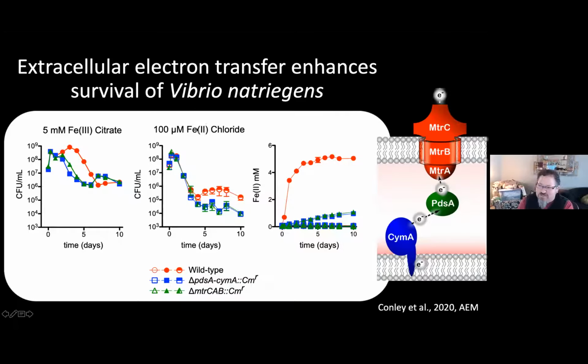And this didn't seem to be just a simple nutritional effect. So if we just give the cells a bunch of extra iron 2, we don't see a very significant difference here between survival. In fact, that much iron 2 seemed to be more detrimental to them. They actually have lower colony forming units. There are fewer viable cells in that experiment.